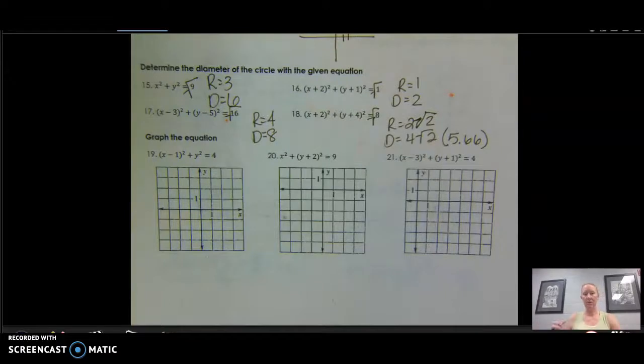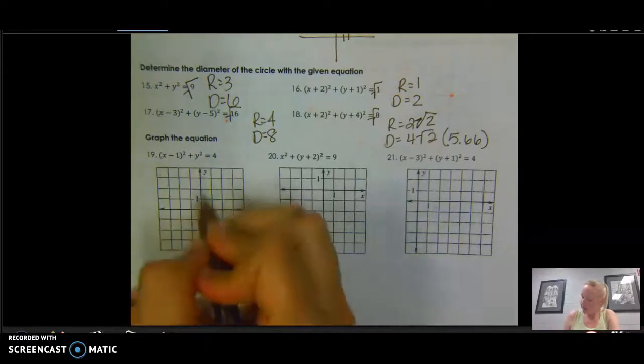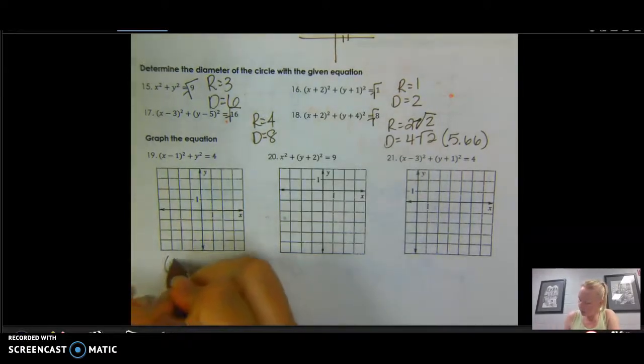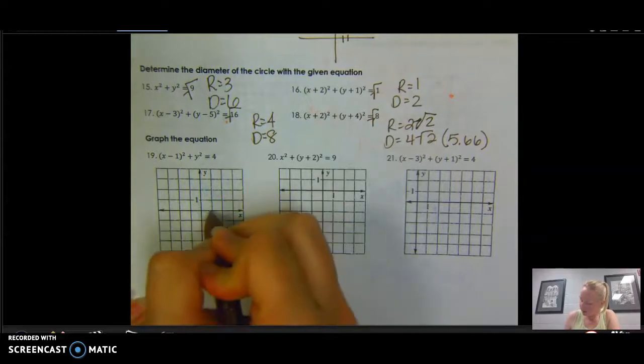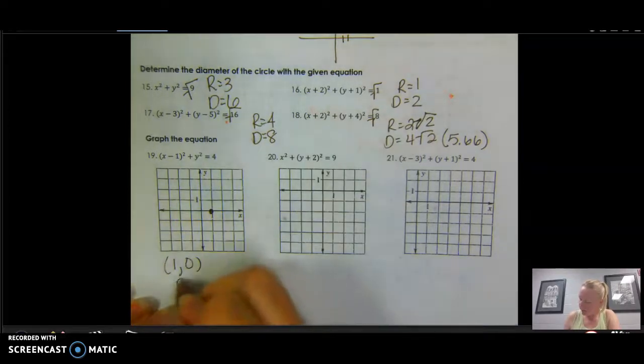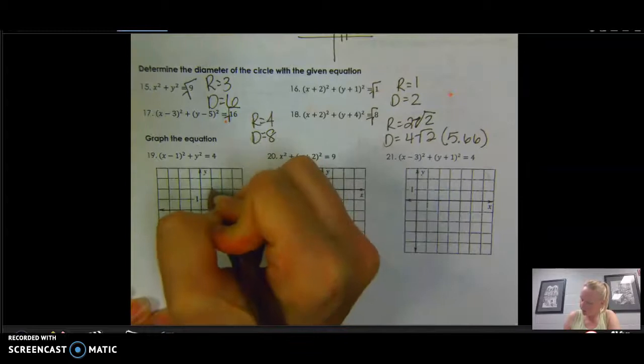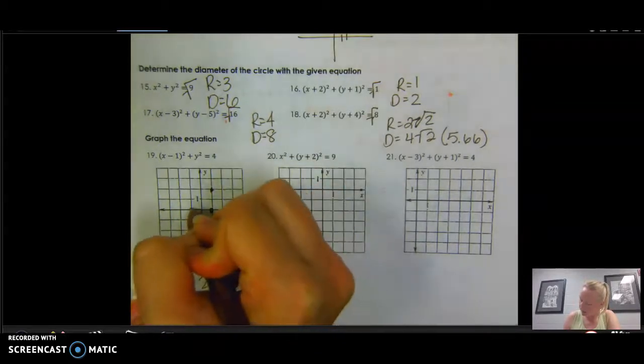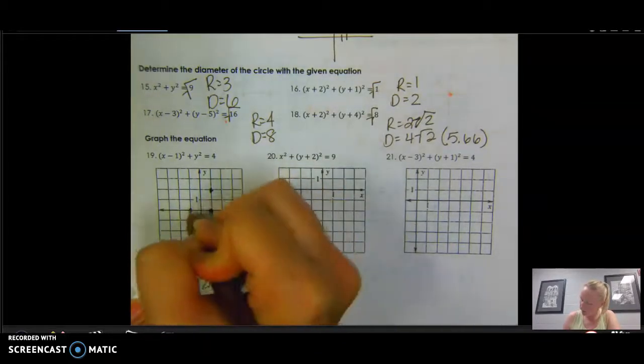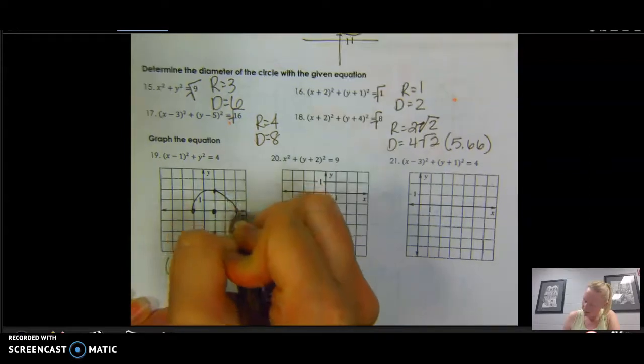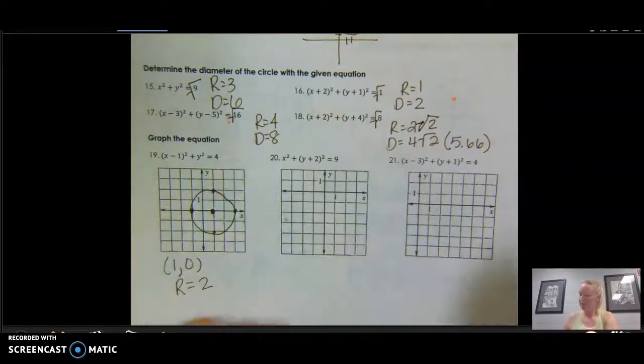Okay, last one, graph this. So we have a center at -1 or +1, 0, so +1, 0. And then a radius of the square root of 4, so 2. So we have a point there, point here, and point here. All the way around in a circle.